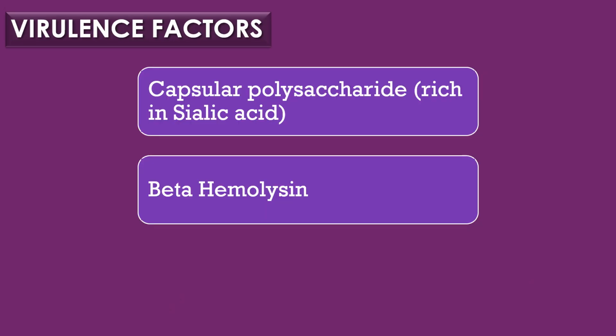Virulence factors of Streptococcus agalactiae. The ability of the bacteria to cause disease is called virulence, and the term virulence was first coined by the scientist Louis Pasteur. Virulence factors are the factors which are responsible for causing infection or disease in human beings. Streptococcus agalactiae produces two virulence factors: capsular polysaccharides, which are rich in sialic acid, and the toxin beta hemolysin.